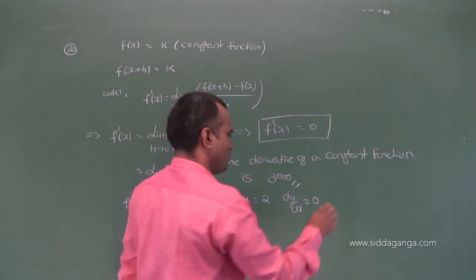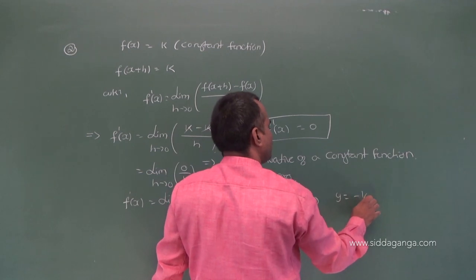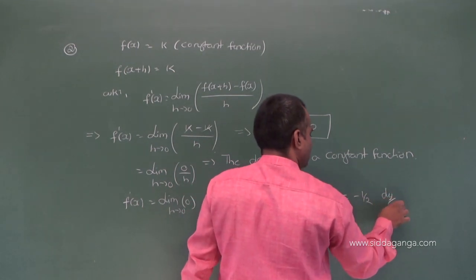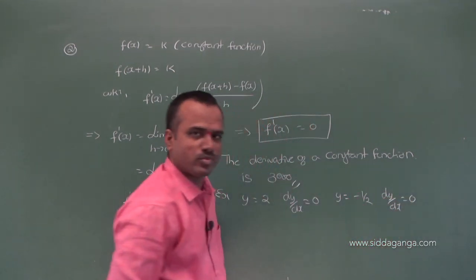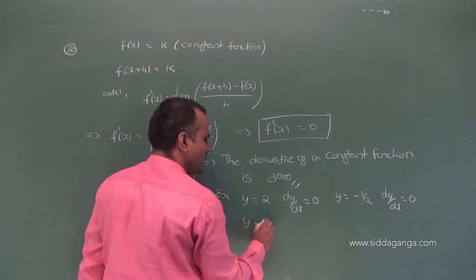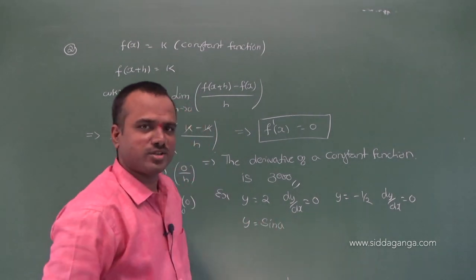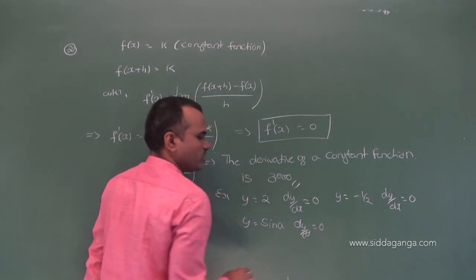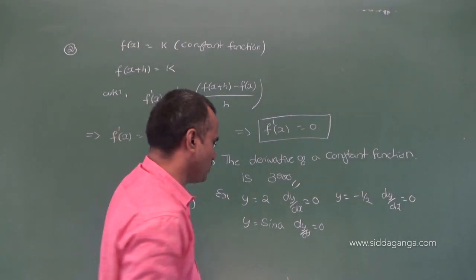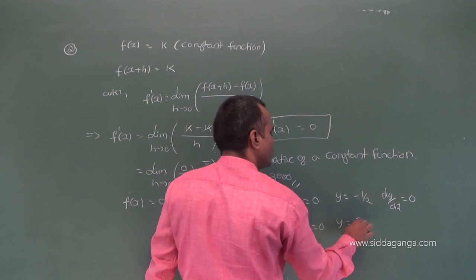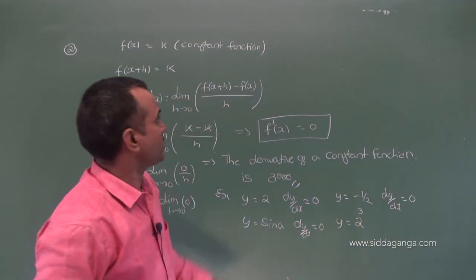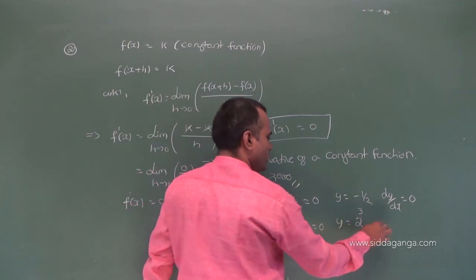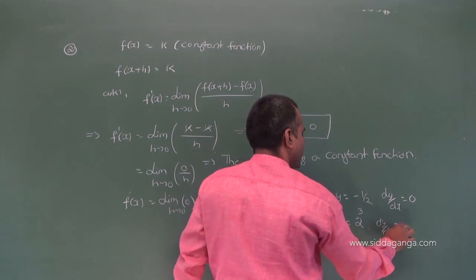Because 2 is a constant. Y is equal to minus 1 by 2, dy by dx is 0. Understand? Suppose y is equal to sin a. A is a constant, sin a is a constant, dy by dx, answer is 0. Suppose y is equal to 2 cube. We cannot use the x to the power n formula because 2 cube is a constant, so dy by dx is equal to 0.